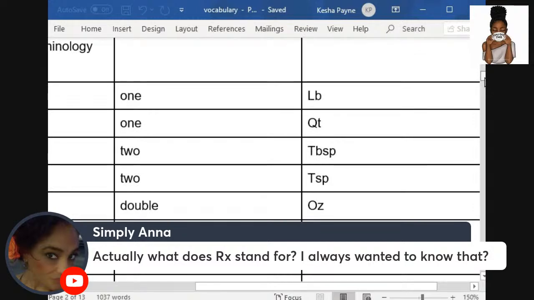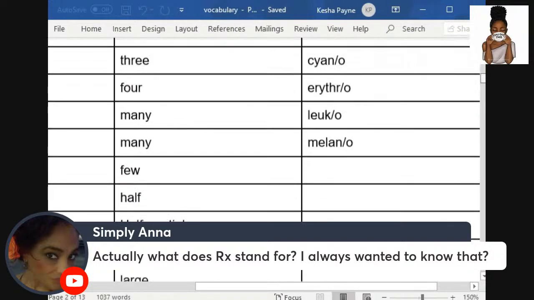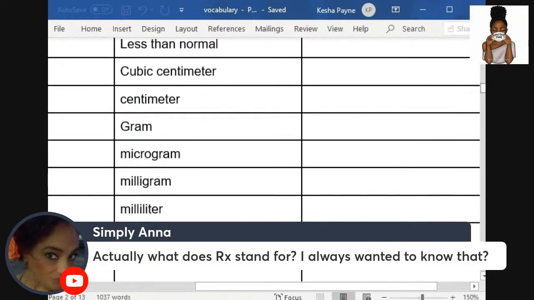Okay, LB pounds, QT quart, TBSP tablespoon, TSP teaspoon, OZ ounce. Crino is blue, erythro is red, leuco white, melanin is black. Okay.